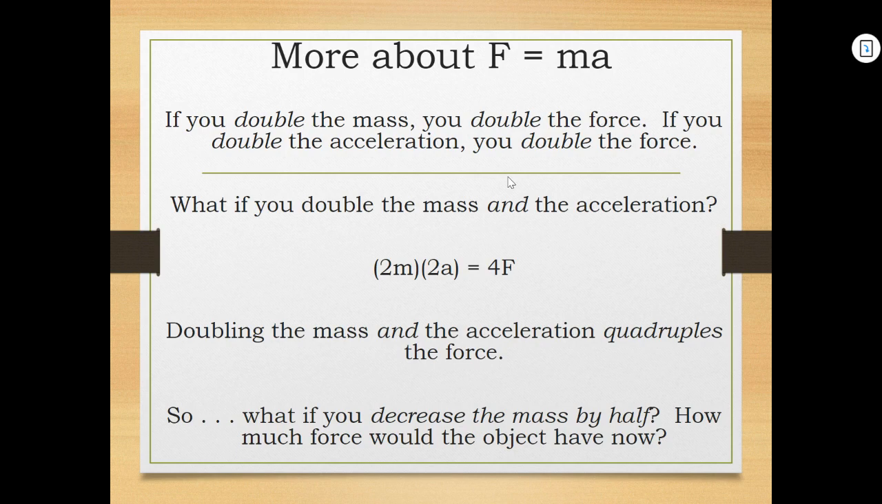But what if you double the mass and the acceleration? This is showing you right here: 2m means twice the mass, 2a means twice the acceleration, and then equals 4F means you quadrupled the force, right? So doubling the mass and the acceleration quadruples the force. And so what if you decrease the mass by half? How much force would the object have now?